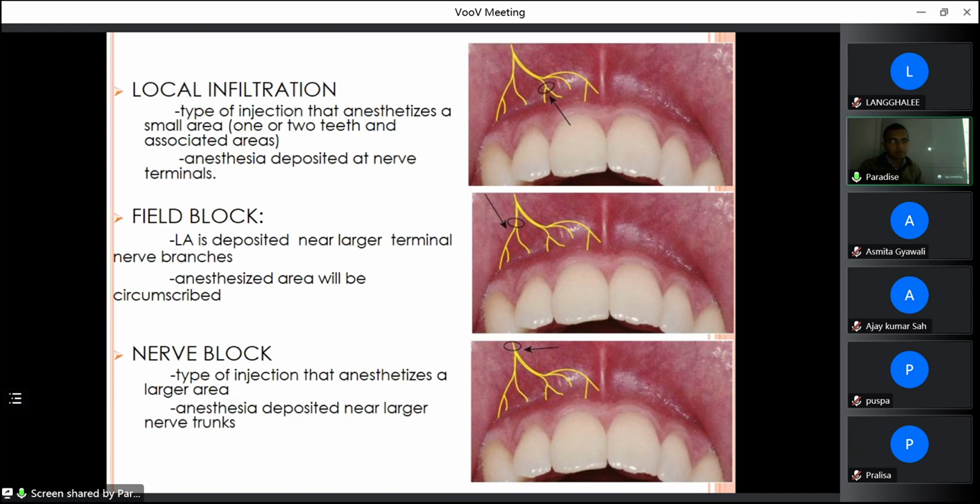In case of field block, local anesthesia is deposited near large terminal nerve branches. The anesthetized area will be circumscribed. Nerve block is a type of injection that anesthetizes a large area. Anesthesia is deposited near the large nerve branch. The difference between these three is, in local infiltration, local anesthesia is deposited at nerve terminals. In field block, it is deposited at terminal nerve branches, as shown in the figure. In nerve block, the whole bundle is anesthetized simultaneously. Anesthesia is deposited near large nerve trunks.